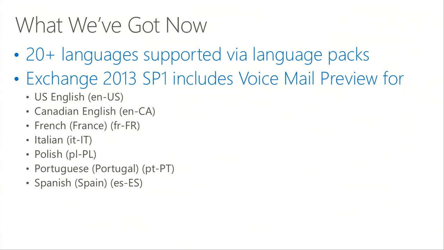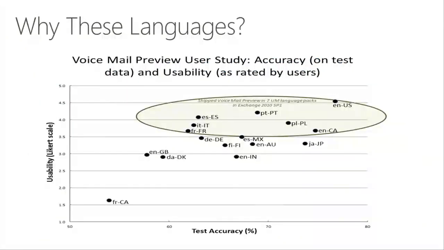How many people in the world speak Polish or Italian compared to other languages? Well, it turns out that if you model the percentage of accuracy for recognition, and then use a standard Likert scale like we use for Lync call quality, the languages in the bubble are the ones that people thought were good enough to use. And when I say people, I mean the test users who tested these languages.